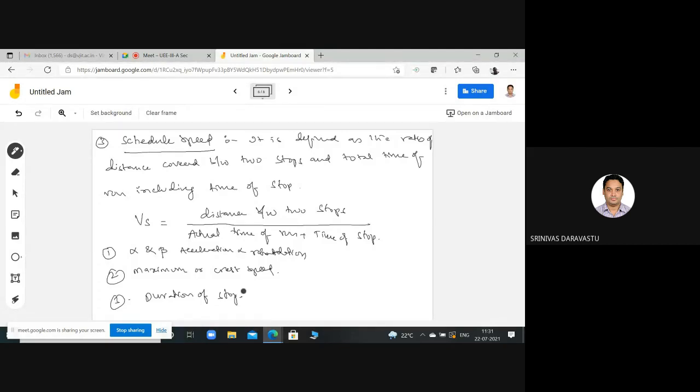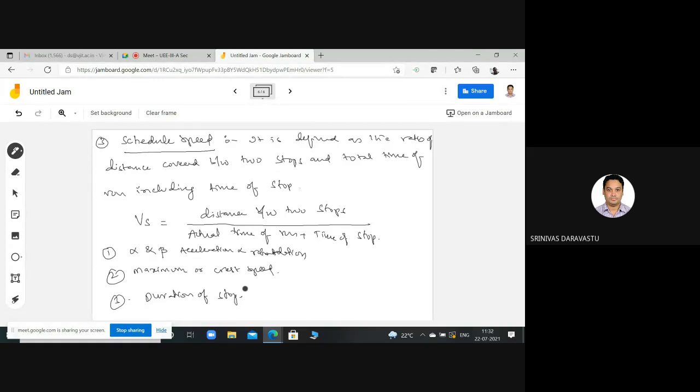The factors affecting the schedule speed is a very, very important question. The schedule speed mainly depends upon the following factors: first, acceleration and retardation values; second, maximum speed or crest speed; and third, the duration of stops. First one is acceleration and braking retardation. For a given run and with a fixed crest speed, the increase in acceleration will result in decreasing the actual time of run, and it leads to increase in scheduled speed. Similarly, increase in braking retardation will affect the speed.